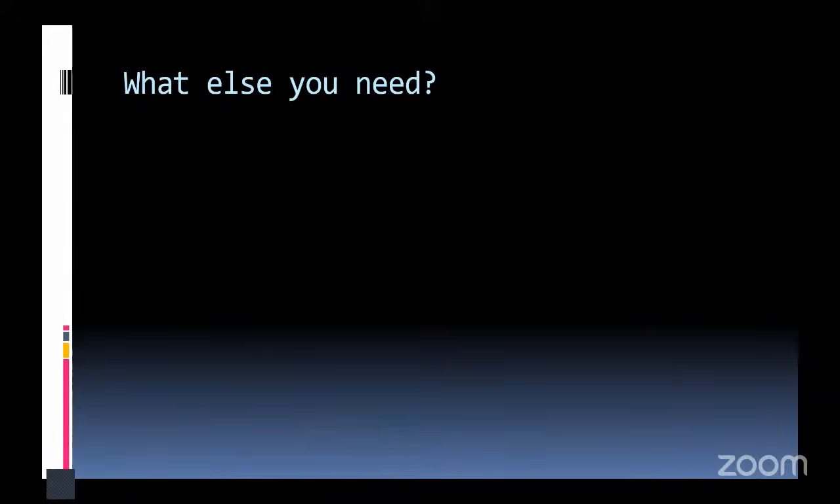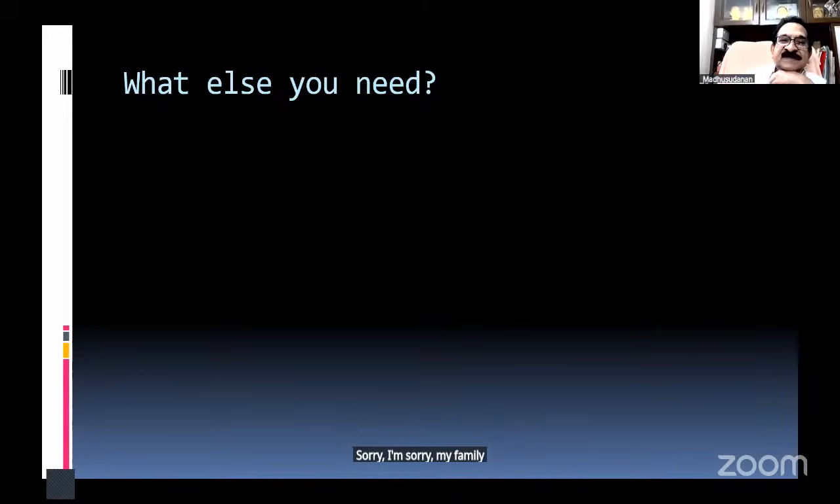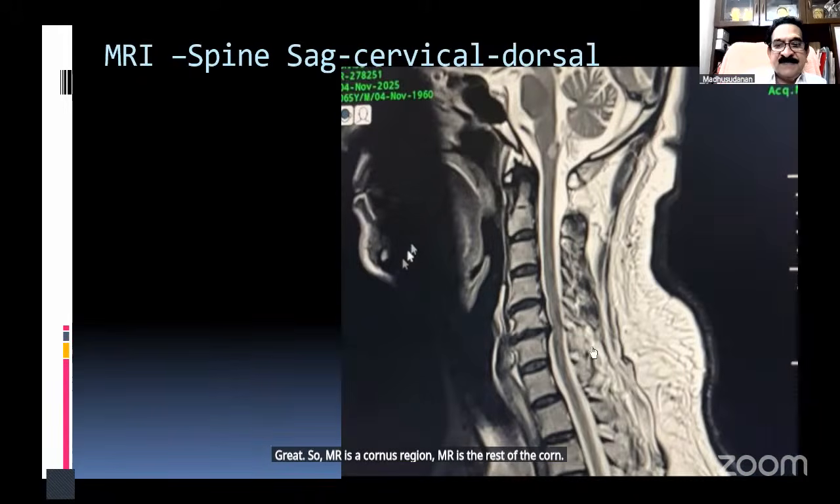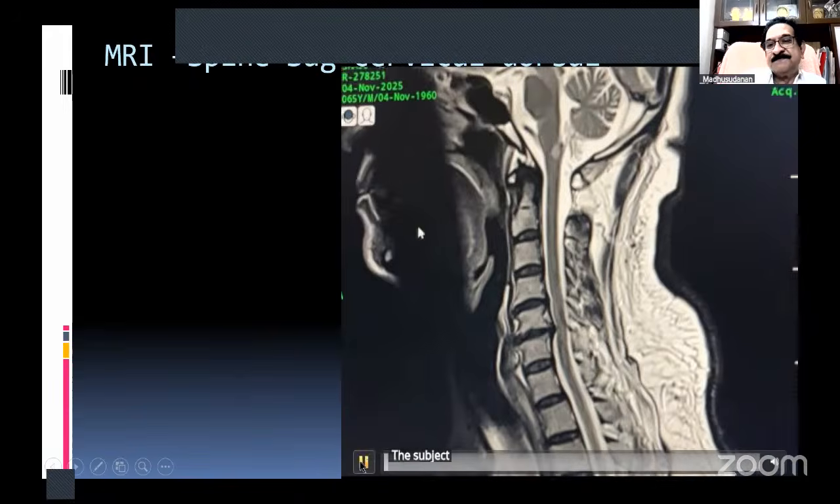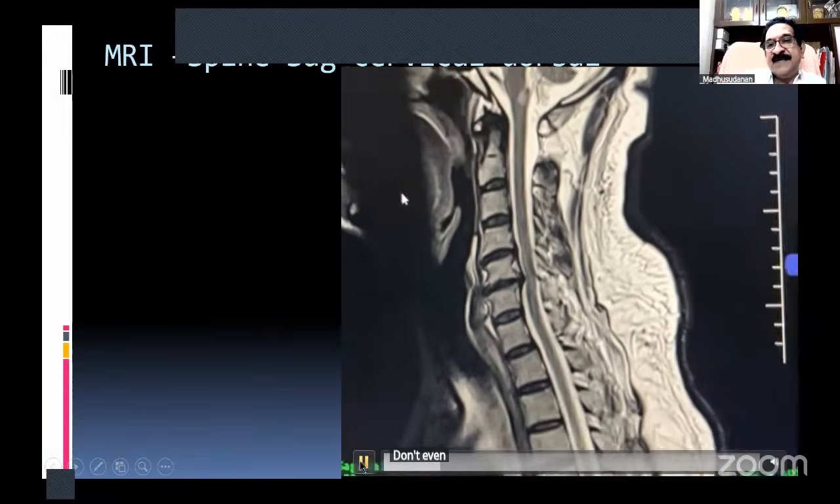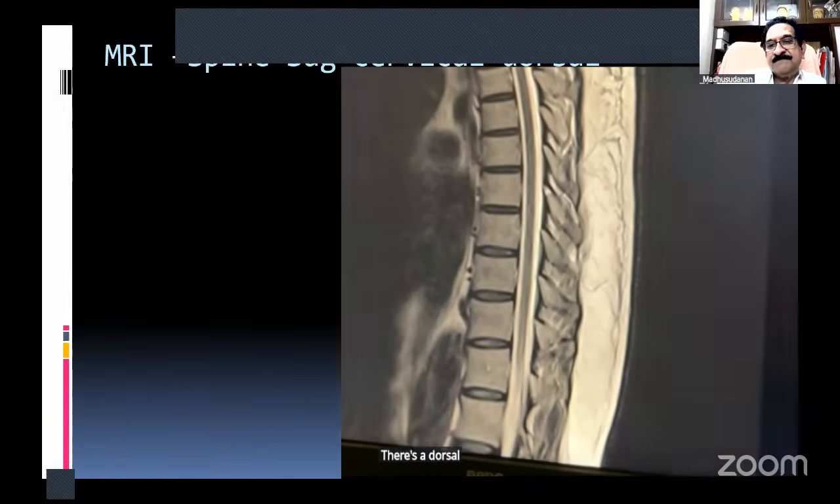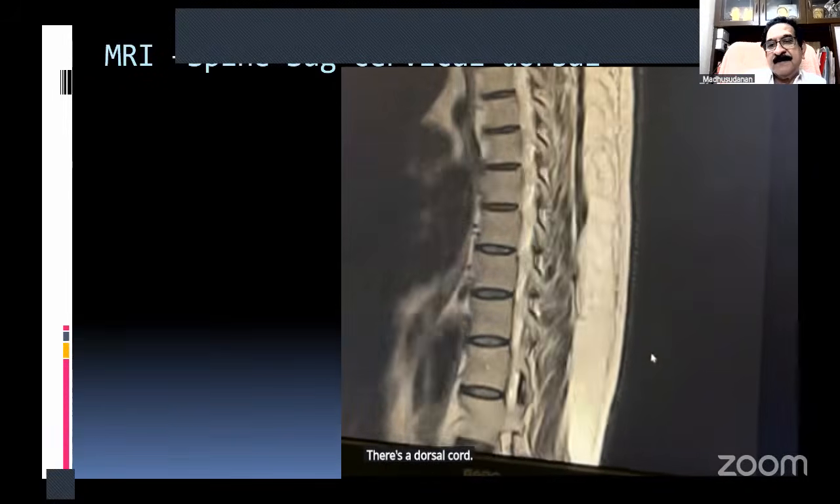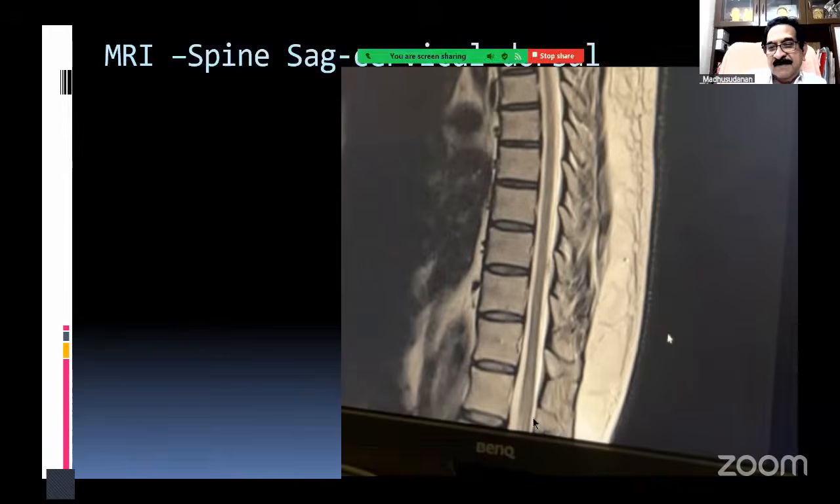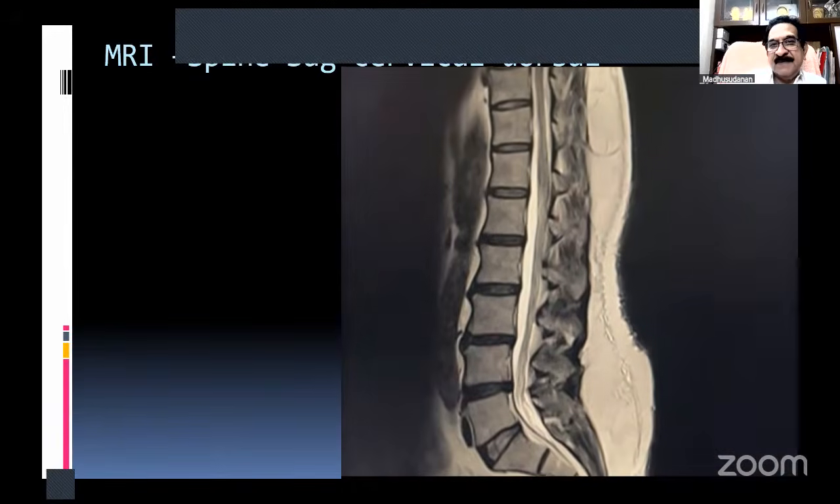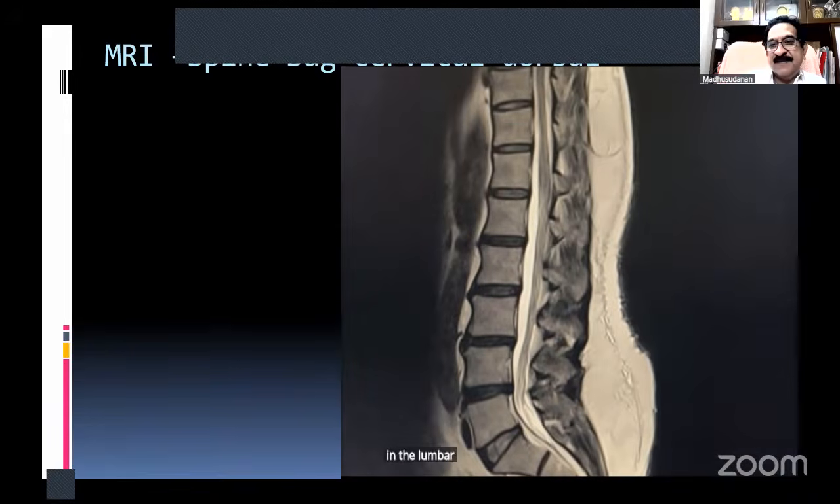Sir, cervical and dorsal points. Right. So MRI the conus region, MRI the rest of the cord. This is a cervical lesion. No cord lesion seen. There's the dorsal cord. Again, the lumbar region also normal.